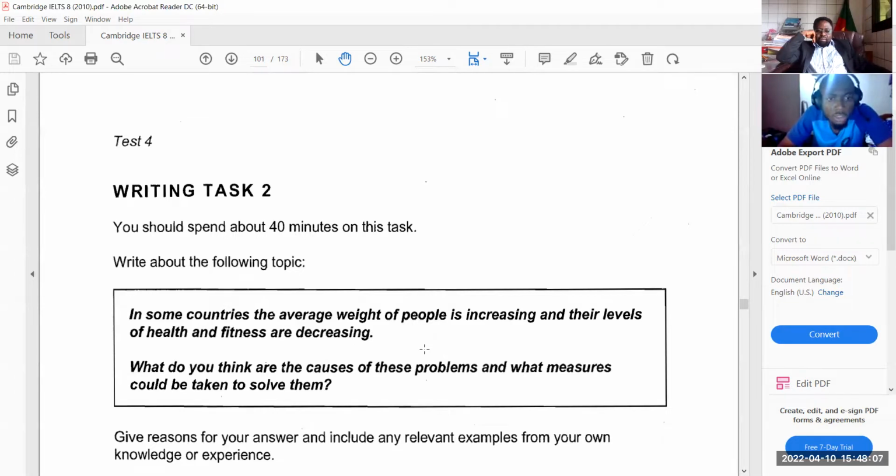In some countries, the average weight of people is increasing and their levels of health and fitness are decreasing. What do you think are the causes of these problems and what measures could be taken to solve them? Give reasons for your answer and include any relevant examples from your own knowledge or experience.